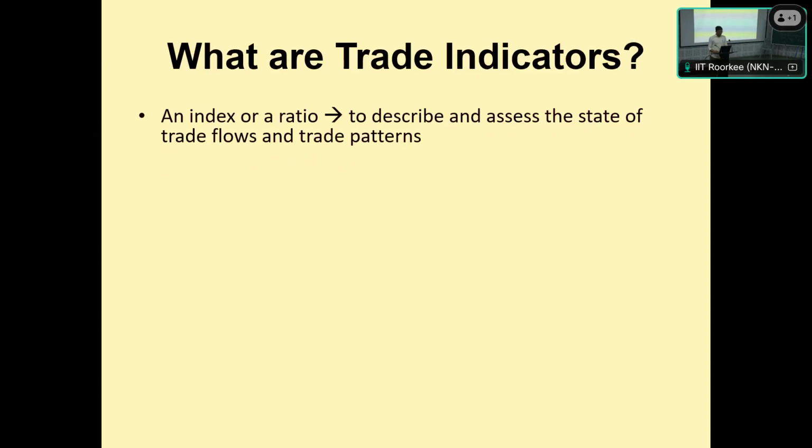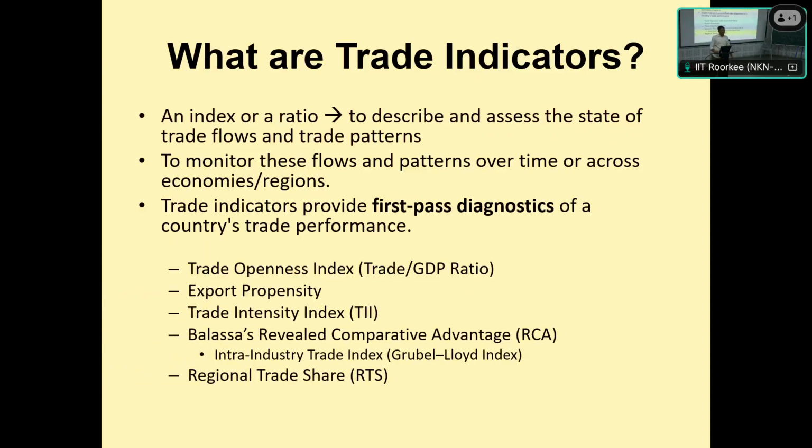Okay. So what are the trade indicators? I think I've mentioned. Other aspects such as very basic estimations like export propensity and trade intensity index, then RCA, Balassa RCA, which we have been referring to in our lecture, will also be useful. Some extension to the RCA is the intra-industry trade index by Grubel and Lloyd, and then regional trade shares, etc., can also be estimated.